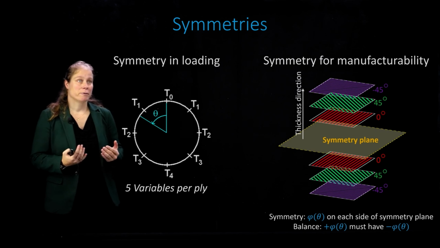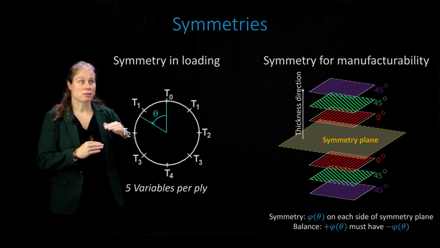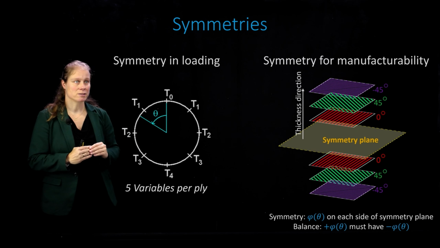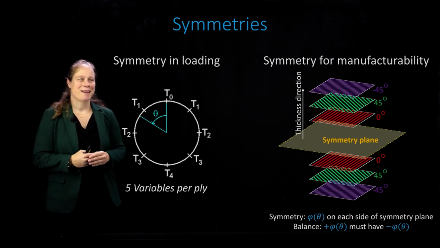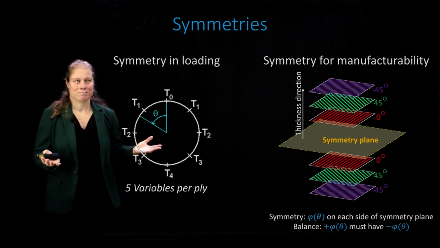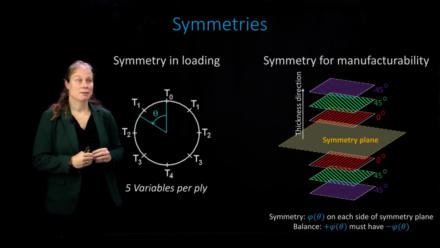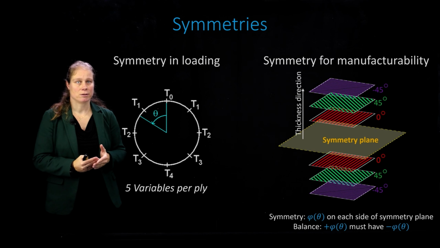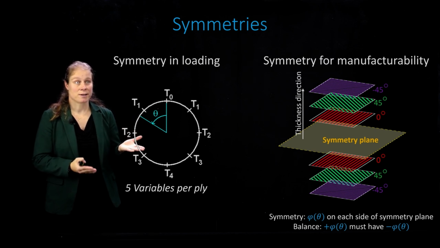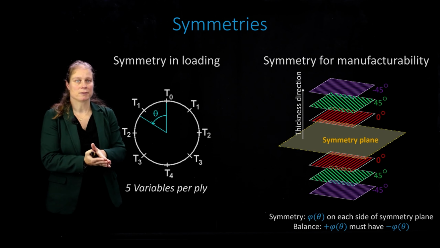Now, another form of symmetry is through the thickness. So if we now look at the number of layers stacked on top of each other, there's a concept that we use that's called the symmetry plane. And that symmetry plane is exactly what the name suggests. There's symmetry above and below this plane in terms of the definition of each layer. Namely, at the same distance from the symmetry plane, you're going to have the same layer.